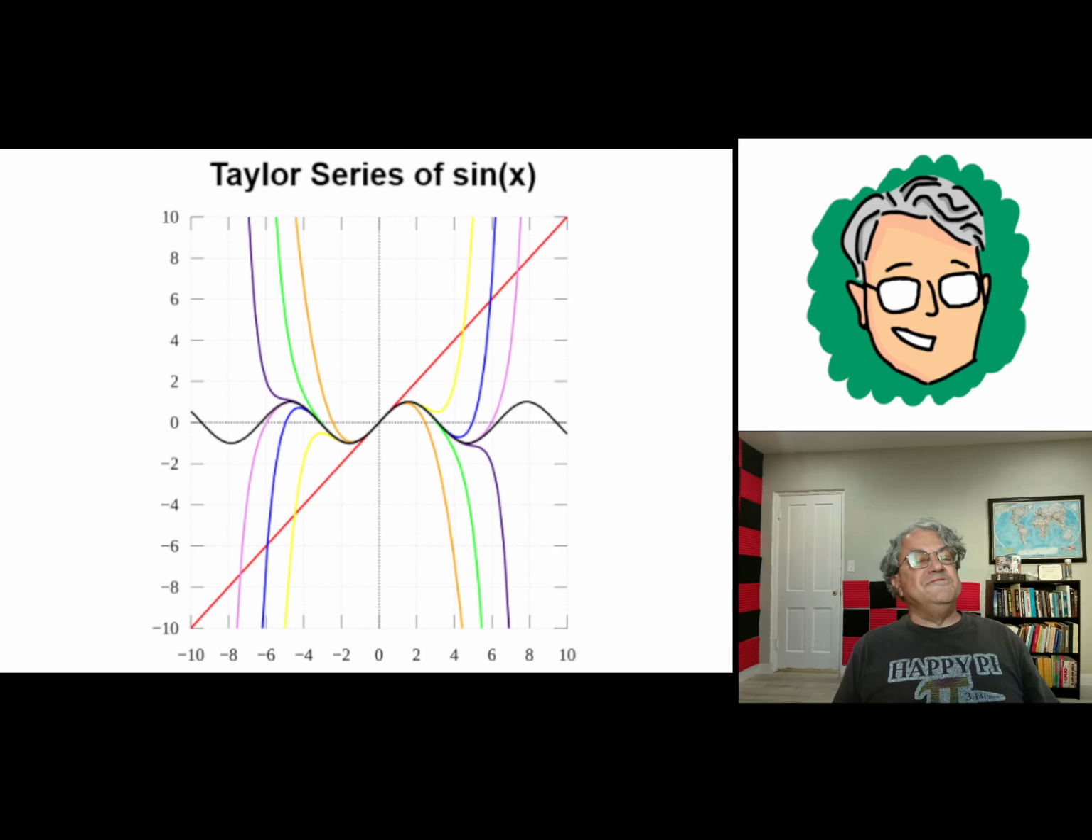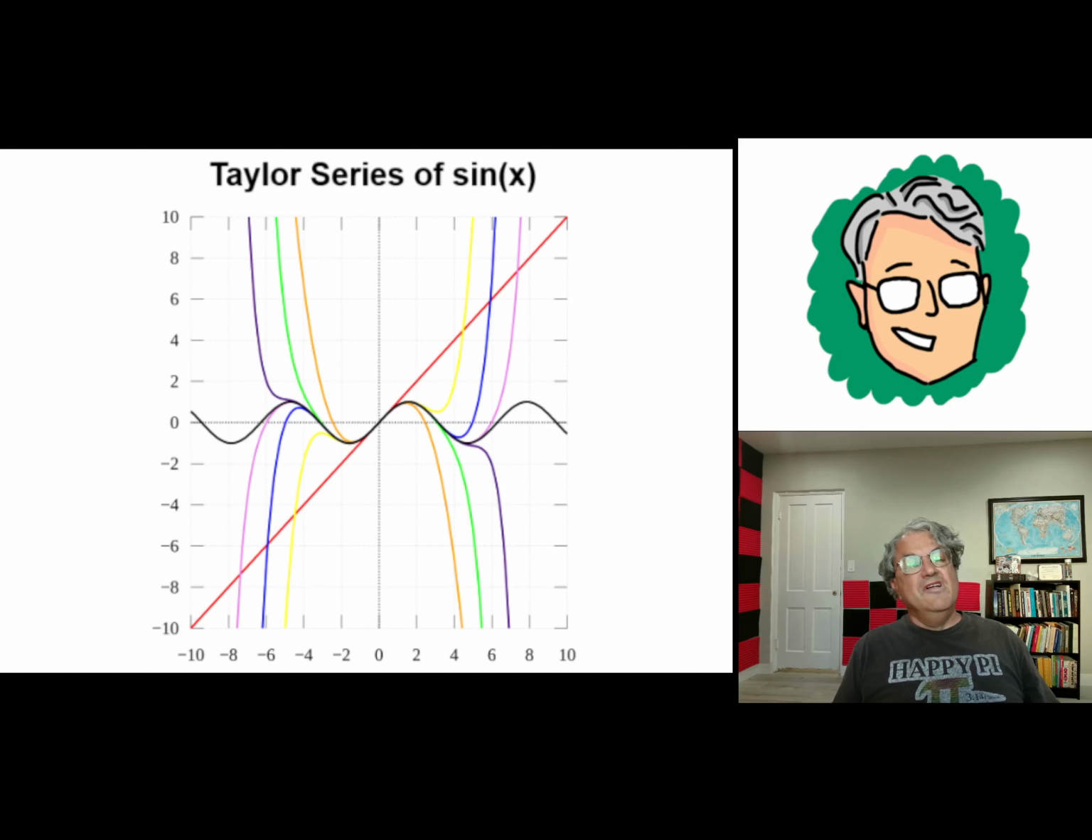You'll notice something interesting about these pictures. They get very close to the sine wave near the origin, but the farther you get out from the origin, the worse they get. That's true for all of them. Even the one with 7 terms was a really excellent approximation near the origin. If you get too far away from the origin, it blows up.